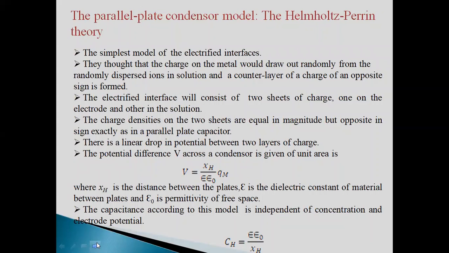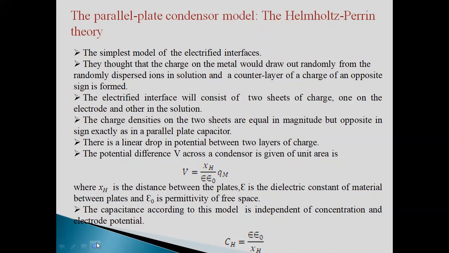So, the Helmholtz model is also known as the parallel plate condenser model as it draws the analogy between this interfacial region and a capacitor. It was the first and the simplest model developed to understand the structure of the electrical double layer. It was developed even before the discovery of the electron. So this model was not able to explain the arrangement of the molecules or ions across the boundary of the interface. The model suggested that the charge on the metal draws out the random distribution of ions in the solution and a counter layer of charge is formed.